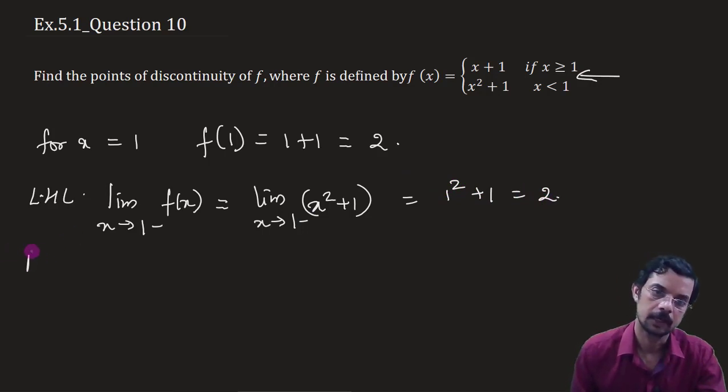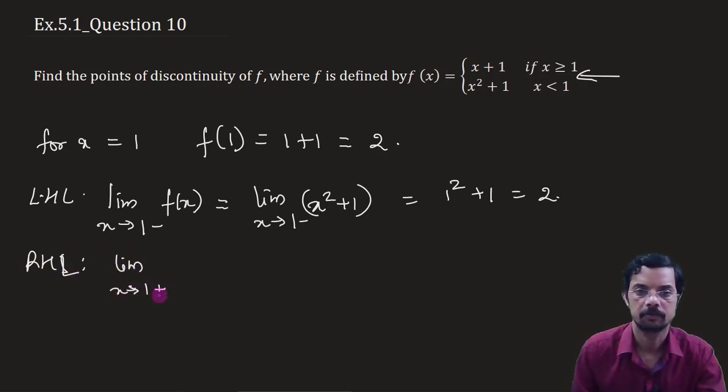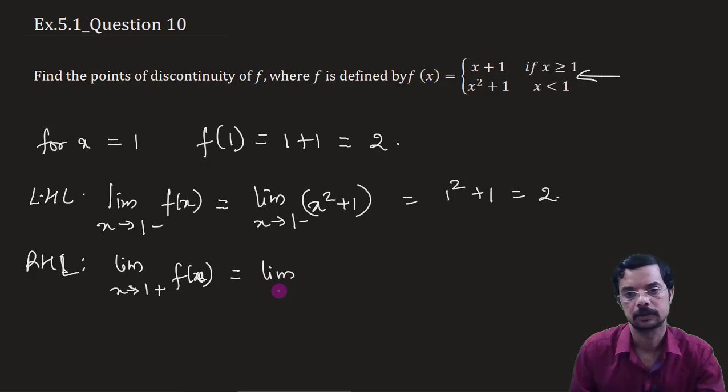Fine. Now RHL, limit x tends to 1 from the right, f of x. Here again, when x is greater than 1, we have x plus 1 as the function. So it is x plus 1. Again we get 1 plus 1, which is equal to 2.